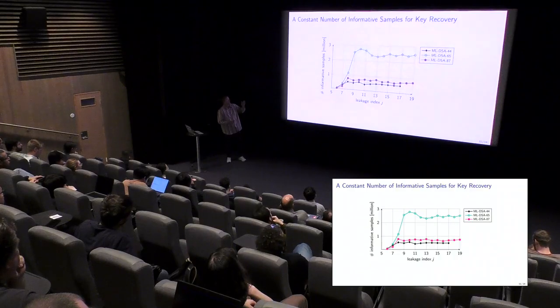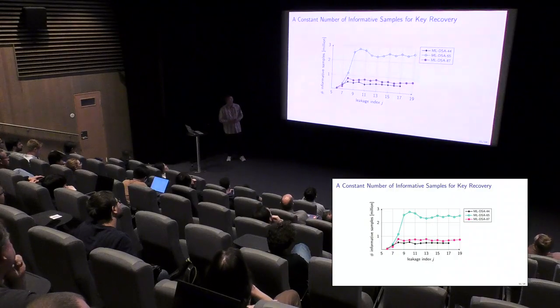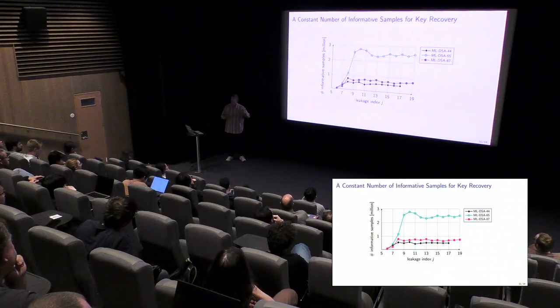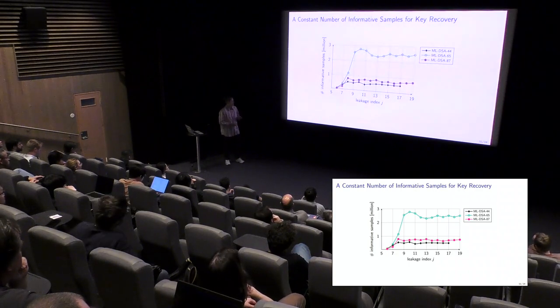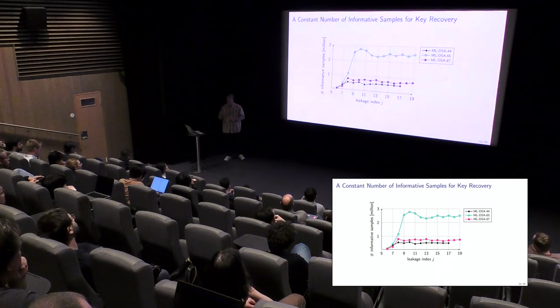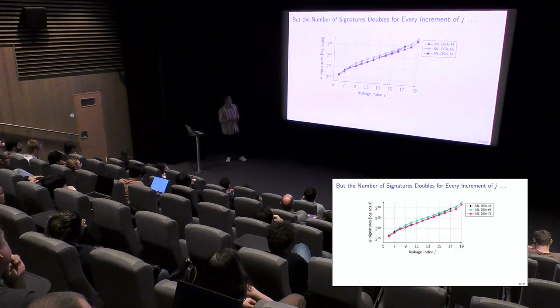For MLDSA 6.5, we require more, 2.5 million. This is because the value beta is larger in MLDSA 6.5, and thus the informative samples are a bit less informative, and we require more of them to recover the secret key. But of course, for the attacker, it is much more important how many signatures she needs.